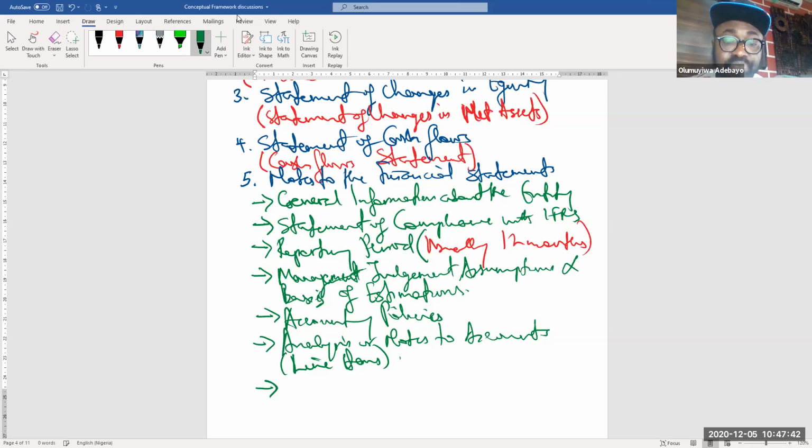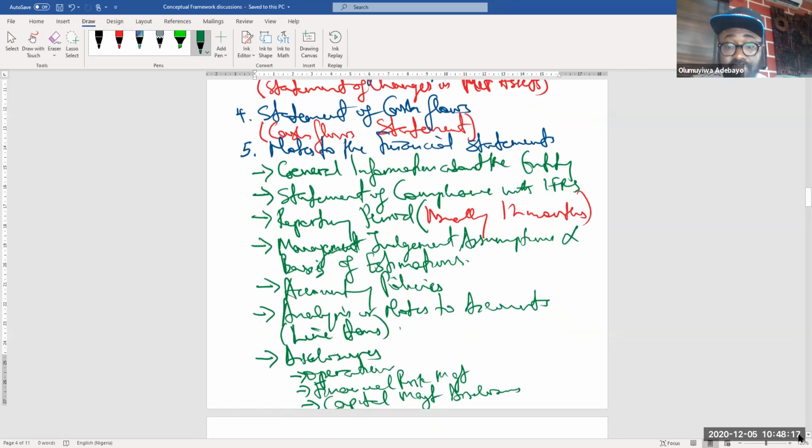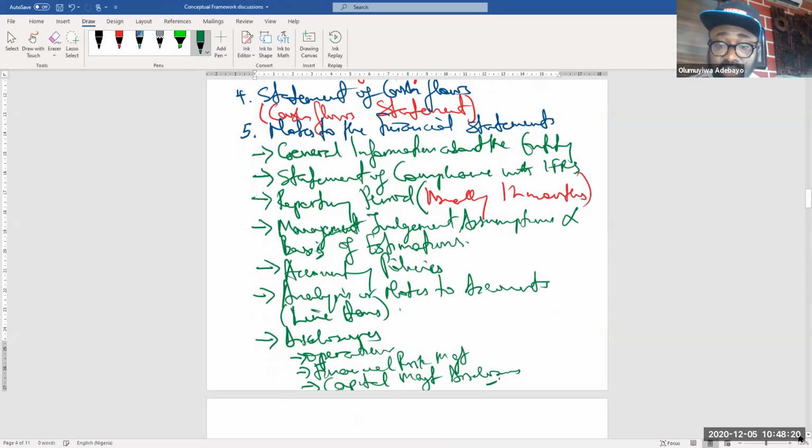Thereafter, you have disclosures. And the disclosures vary from operations, to financial risk management, to capital management disclosures, and any other disclosure that is considered necessary. And I can come here and say other disclosures.